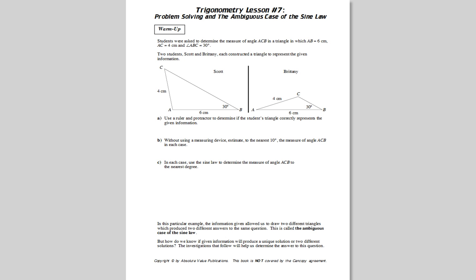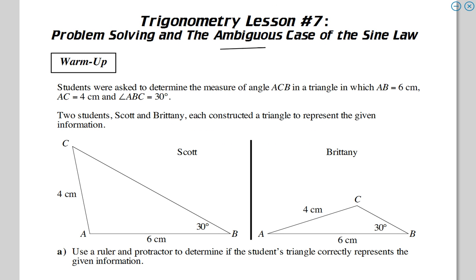Okay, lesson seven. It's the ambiguous case of sine law. First and foremost, do you guys know what the word ambiguous means? It just means confusing. You're unsure. If you're feeling ambiguous, you're feeling unsure. Okay, and in math, you should never feel unsure about what's expected.